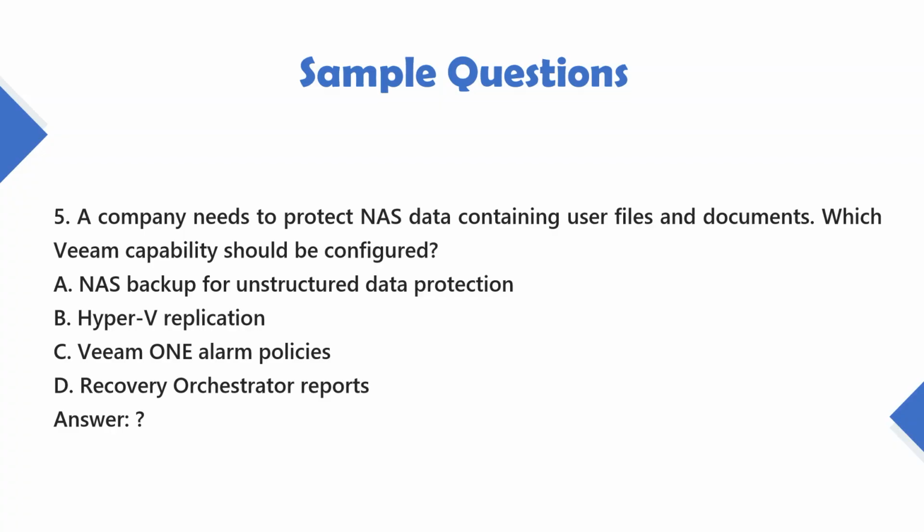5. A company needs to protect NAS data containing user files and documents. Which Veeam capability should be configured? A. NAS backup for unstructured data protection. B. Hyper-V replication. C. Veeam ONE alarm policies. D. Recovery Orchestrator reports.